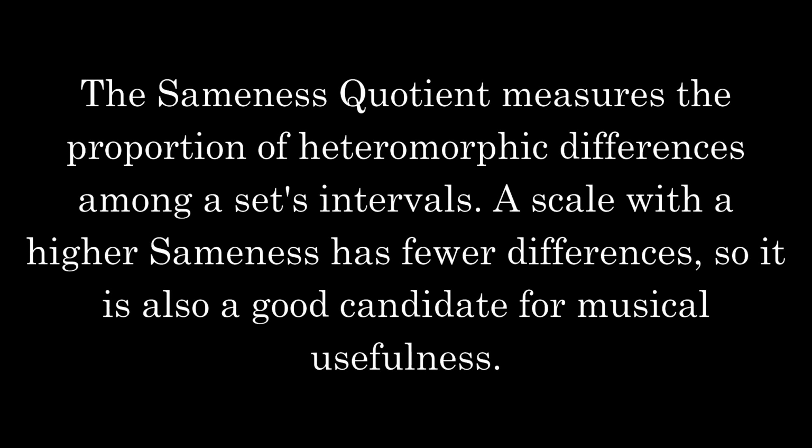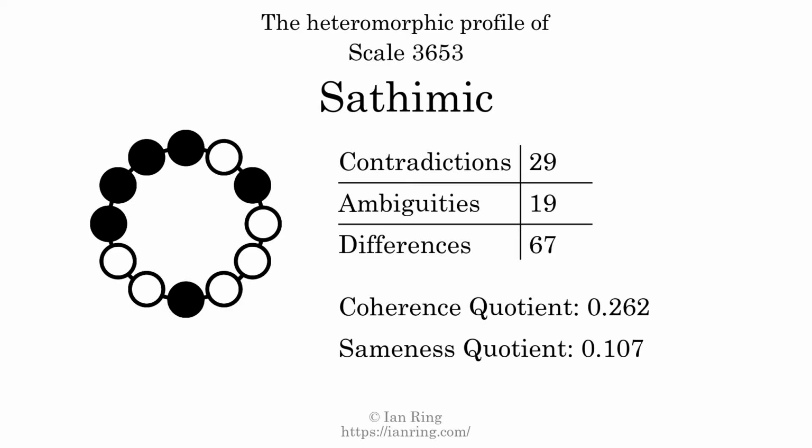The sameness quotient measures the proportion of heteromorphic differences among a set's intervals. A scale with a higher sameness has fewer differences, so it is also a good candidate for musical usefulness. The sameness quotient is 0.107.